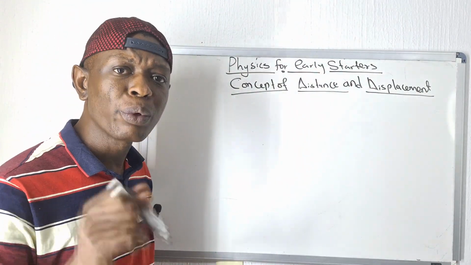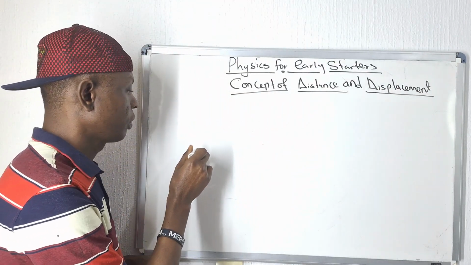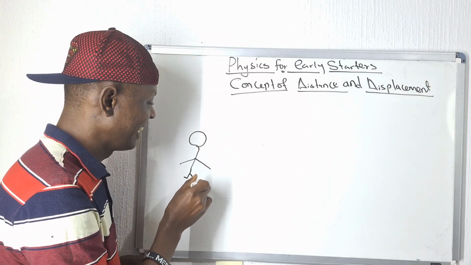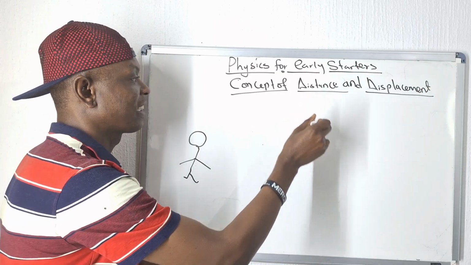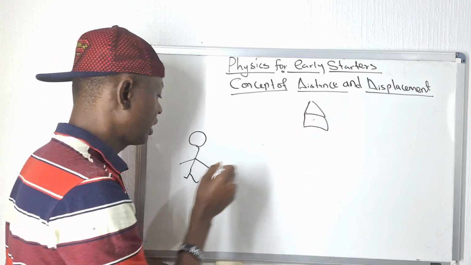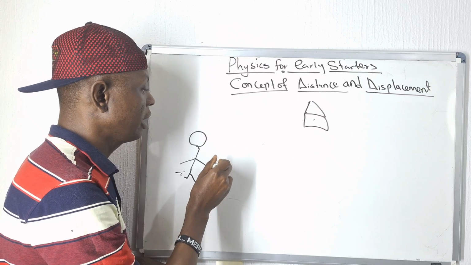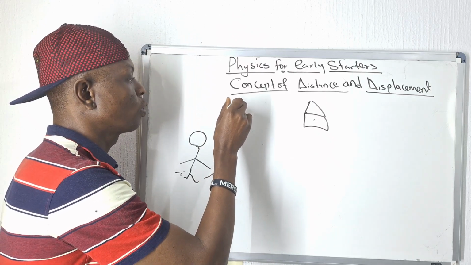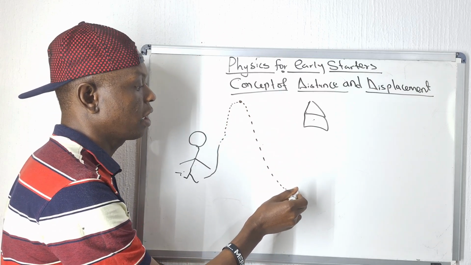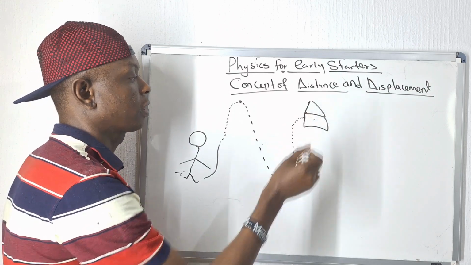Before that, I will use a simple illustration to explain this. This is Obi. Don't mind my drawing. Obi wants to get to this point. Maybe this is Obi's house, but this is the school. Obi walked like this, got to Tunde's house, came down to the market to see somebody, and then moved before getting to the house.